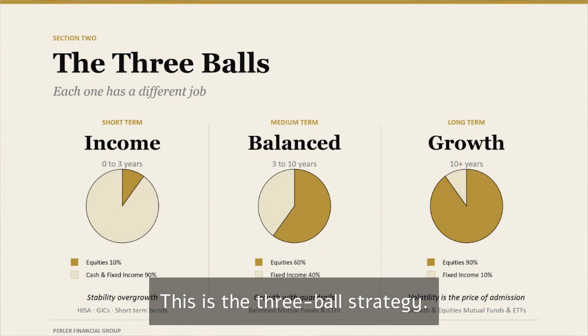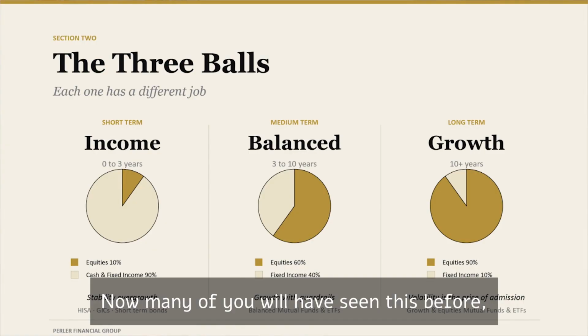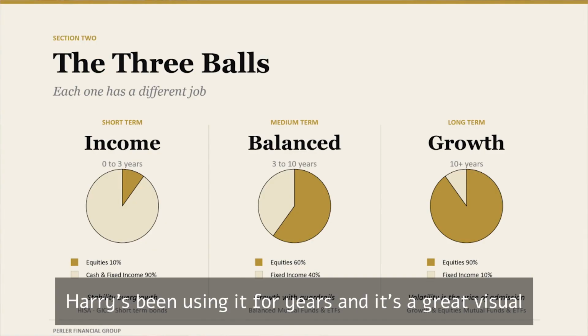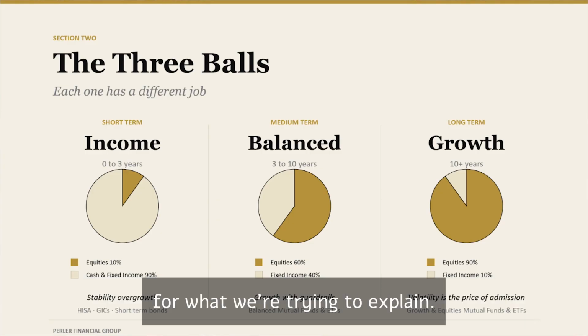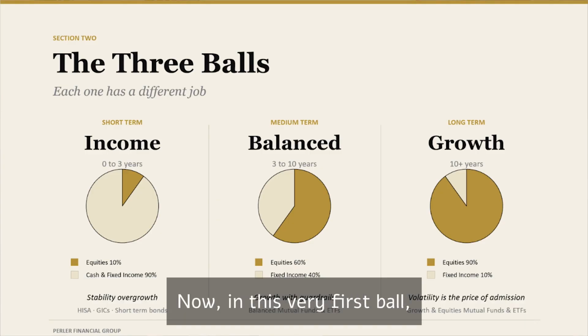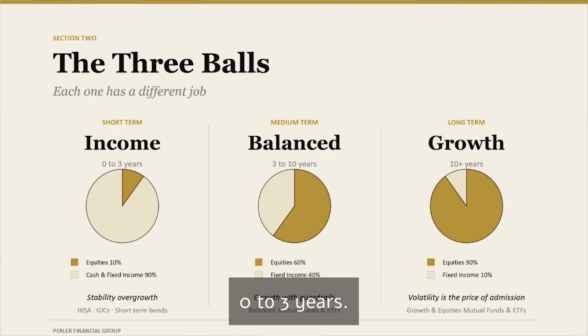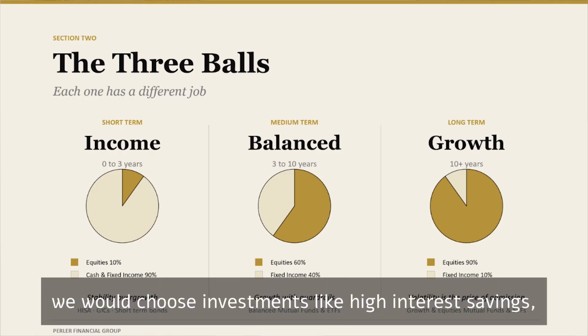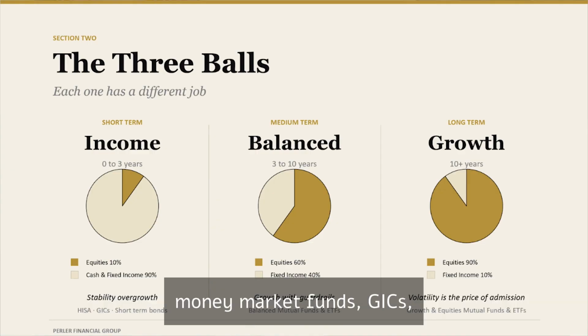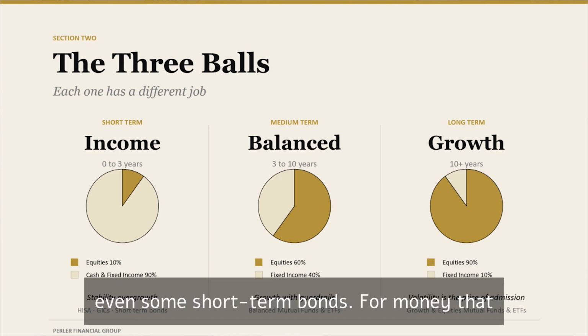This is the 3-ball strategy. Now, many of you will have seen this before. Harry's been using it for years, and it's a great visual for what we're trying to explain. Now, in this very first ball, this is your income ball. This is where we would put money that you may need in the next 0 to 3 years. In this ball, we would choose investments like high interest savings, money market funds, GICs, even some short-term bonds.